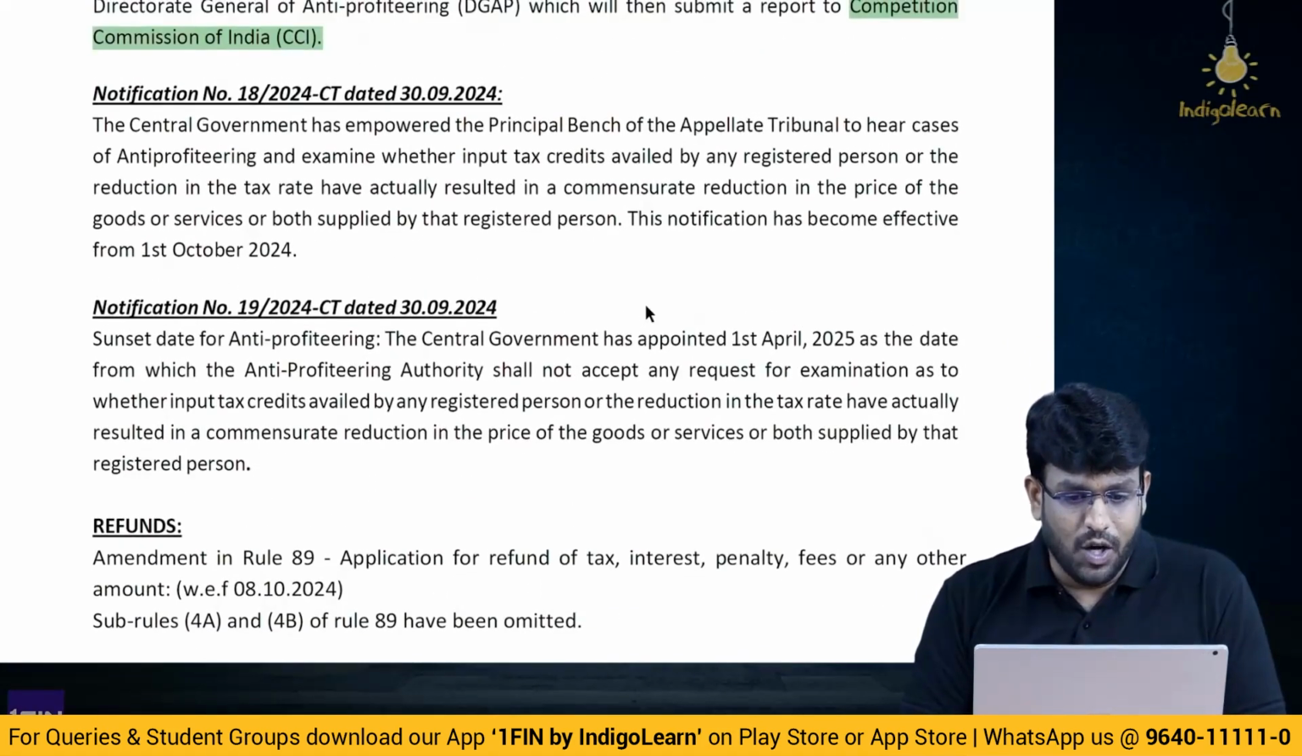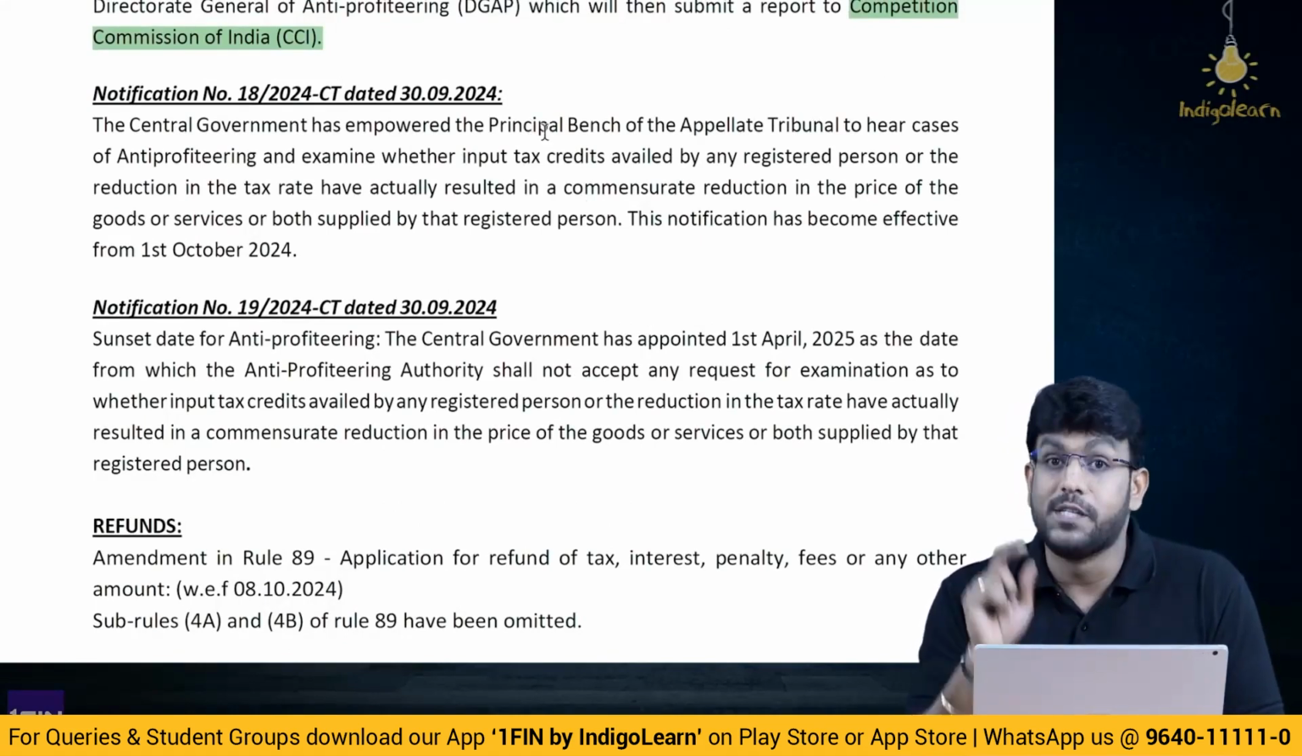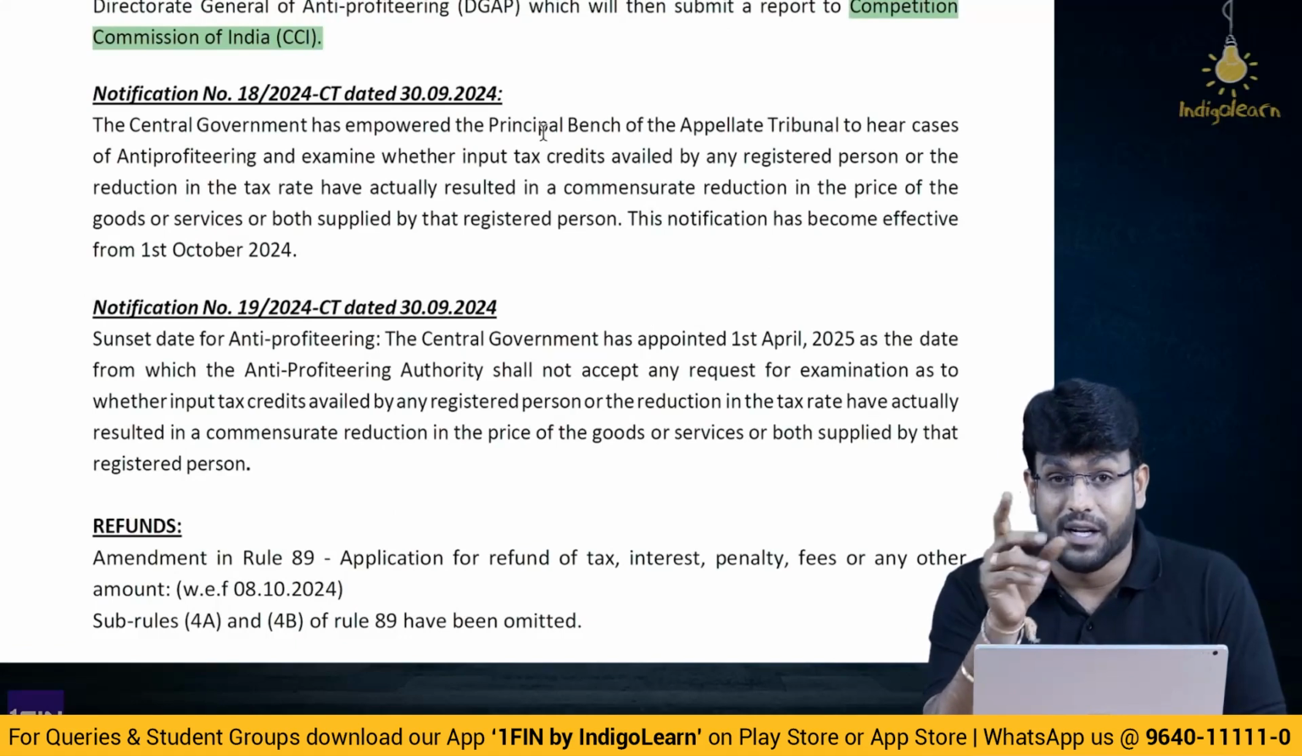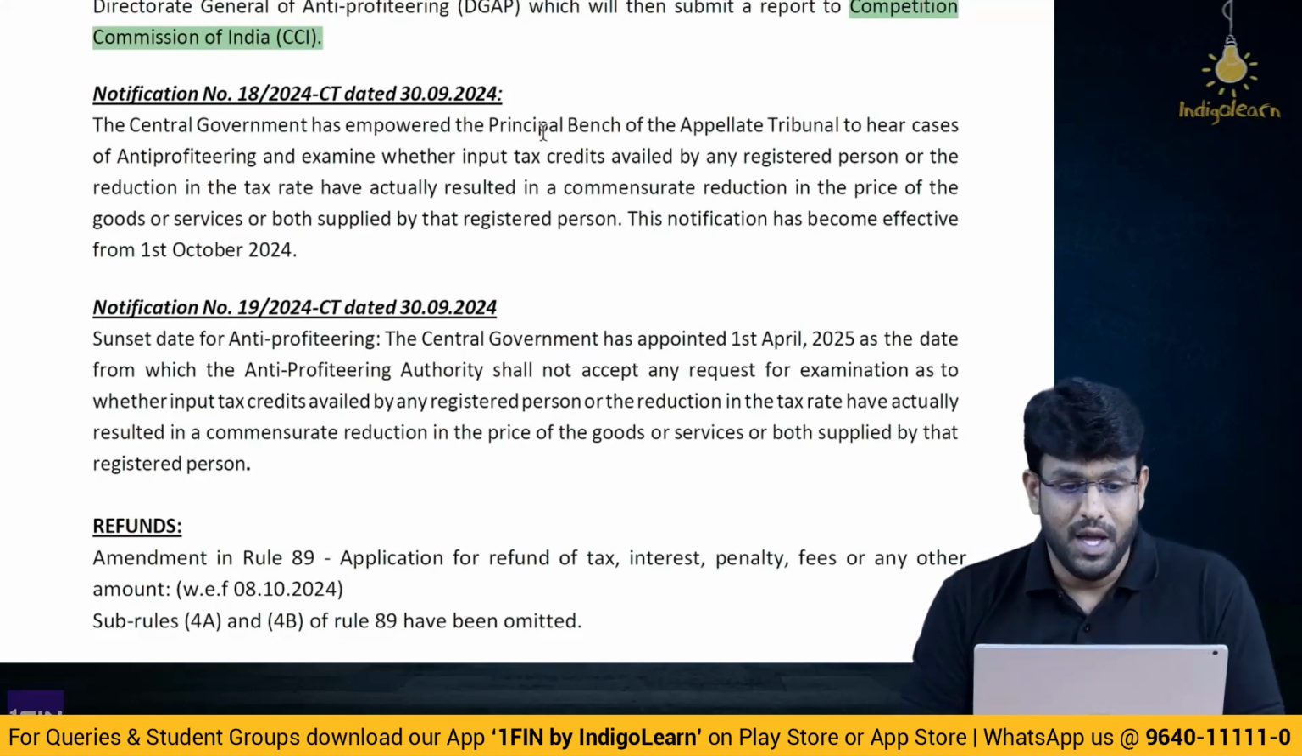Next, the central government has empowered the principal bench of the Appellate Tribunal, the principal bench where there is a place of supply matter, we learned this in appeals and revision, to hear cases of anti-profiteering and examine whether ITC availed by a registered person or reduction in rate has resulted in commensurate reduction in prices. This notification has become effective from 1st October 2024.